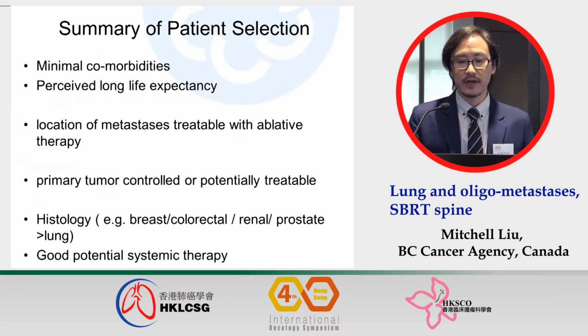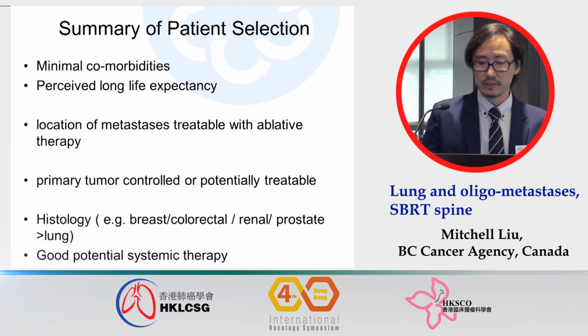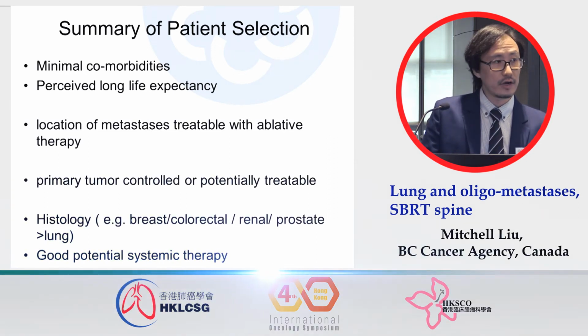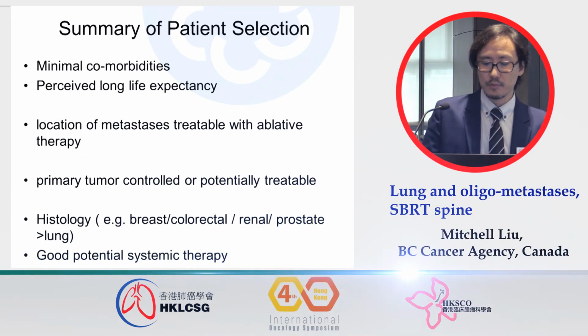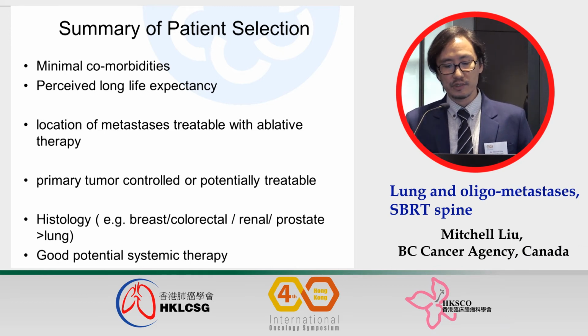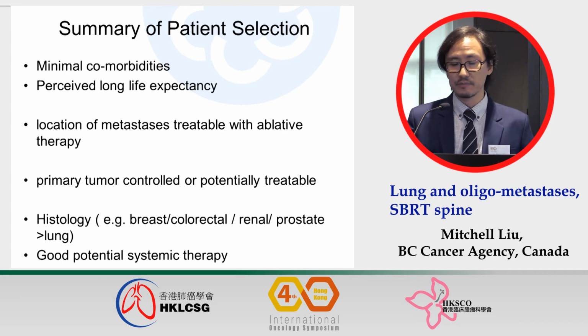In addition to those factors, I think that patients with minimal comorbidities and perceived long life expectancies would be better patients as well. The location of metastatic disease should be treatable with ablative therapy. And if the primary disease can be controlled or is controlled already, obviously that would be better. And again, certain pathologies seem to be better, including breast, colorectal, renal cell, prostate. They seem to be better than lung.